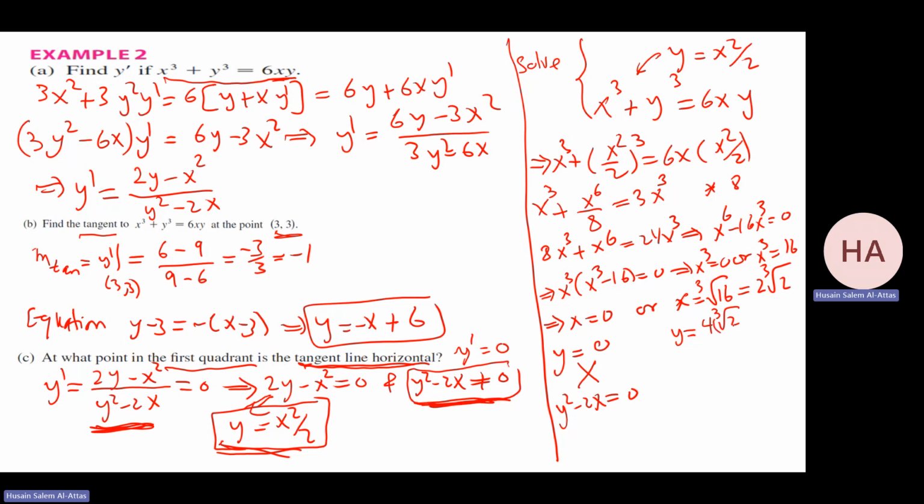The second one, y equal x square, which is 4 cube root square over 2. That will be what? Yeah, I square this, 4 cube root. That will be 2 cube root of 4. That will be y. So the point will be 2 cube root of 2 and 2 cube root of 4. Correct?